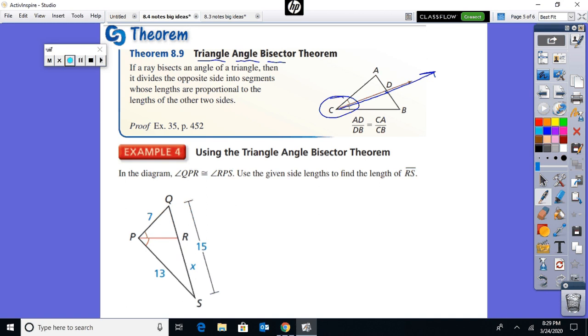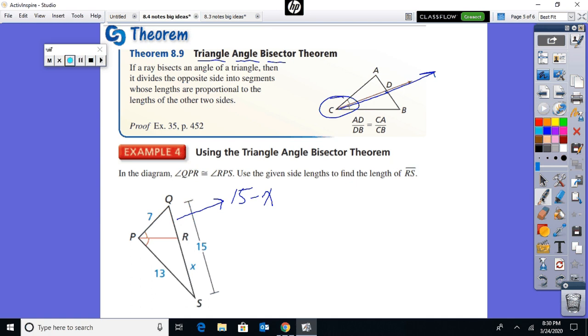So now in example 4, let's see what we got. Oh, this is a good SAT type thing here. So 15 is the entire length of Q to S. So therefore, I can represent QR in terms of X by calling it 15 minus X. So that's an important concept to remember on your SATs. They'll ask you to do that from time to time.